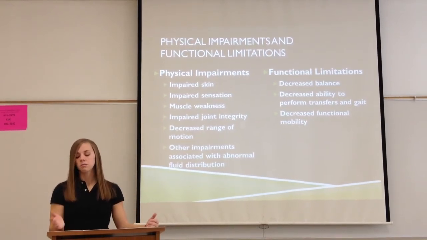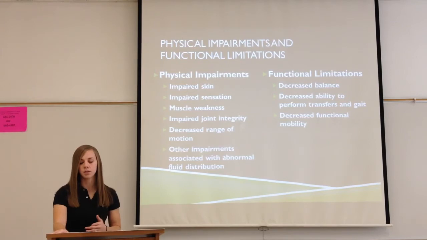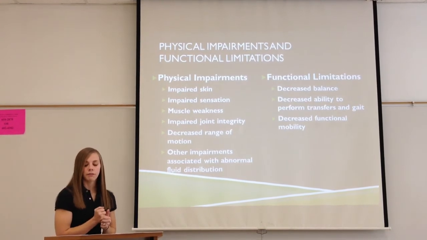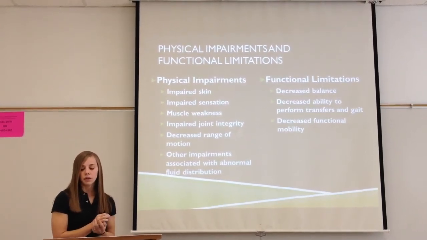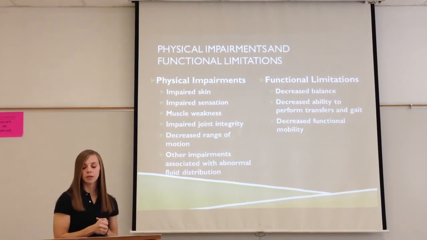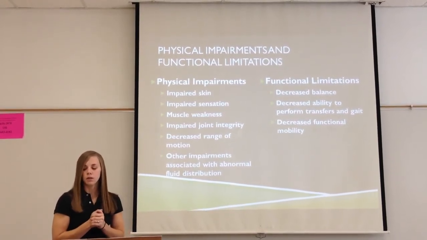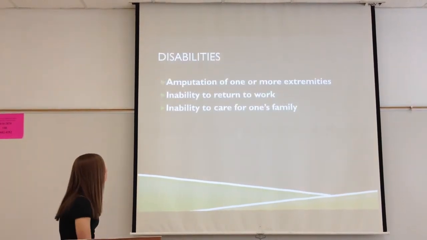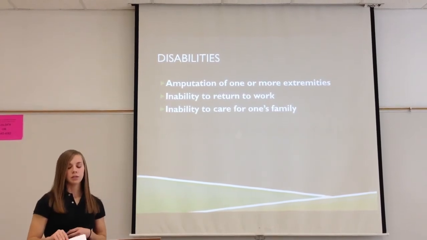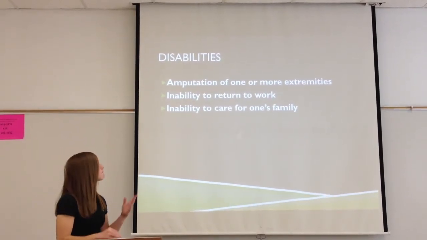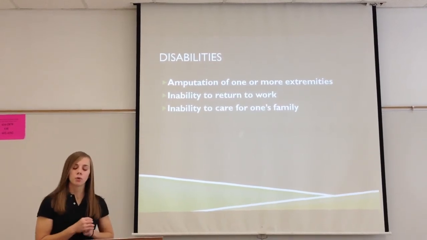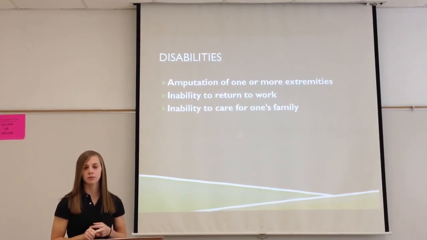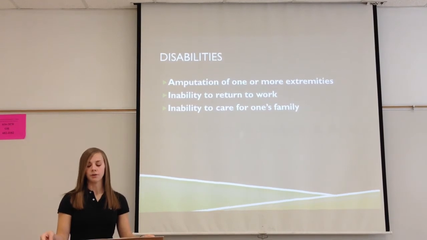But these impairments can lead to functional limitations for these patients. They may have decreased balance, especially if they require an amputation of a limb. They may have a decreased ability to perform transfers and gait due to weakness or the inability to use an extremity, and therefore a decreased functional mobility. All those things can lead to certain disabilities for patients. That may include the amputation of one or more extremities. It may lead to an inability to return to work or to care for one's family at the same level that they did prior to their illness.